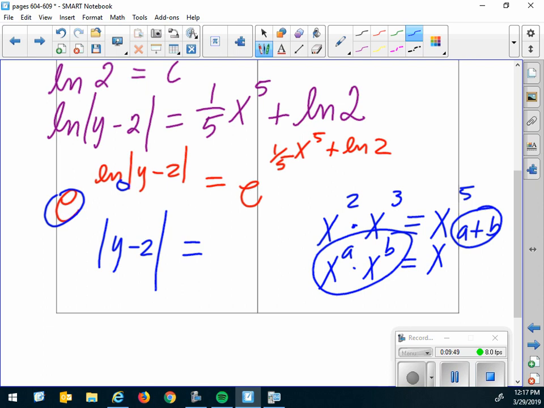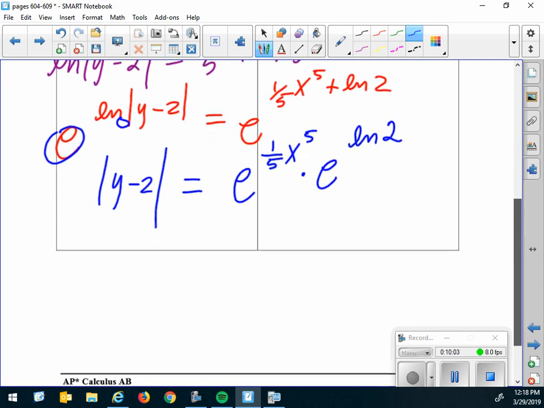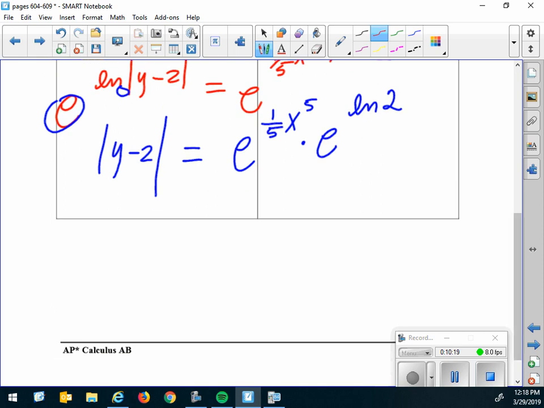So what I'm going to do is I'm going to rewrite this as e to the 1/5 x to the 5th times e to the natural log of 2. But we raise the roof because we know what e to the natural log of 2 is. So what I know is absolute y minus 2 equals 2 e to the 1/5 x to the 5th.